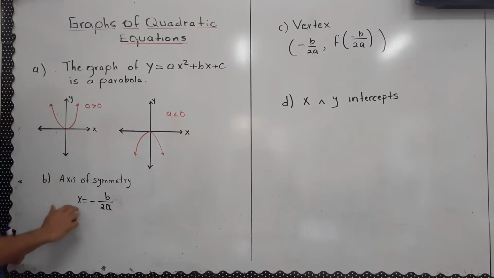Something else that you have to keep in mind is that you're going to have an axis of symmetry. What is the axis of symmetry? The axis of symmetry is going to divide the parabola into equal parts. We have a formula for the axis of symmetry, and it is x is equal to negative b divided by 2a. Later on, we're going to see how to solve this.